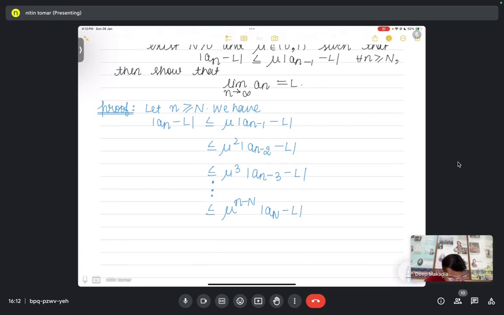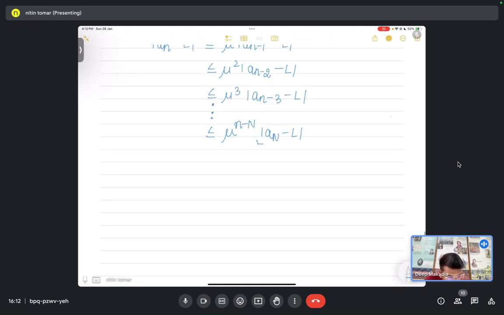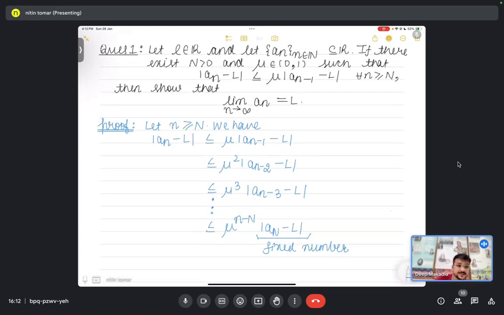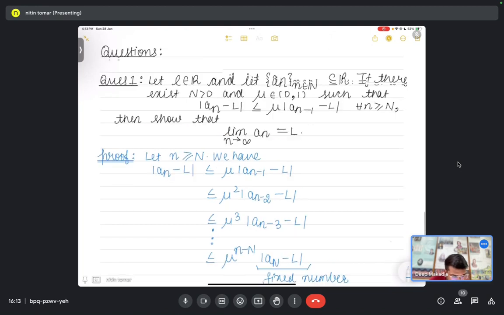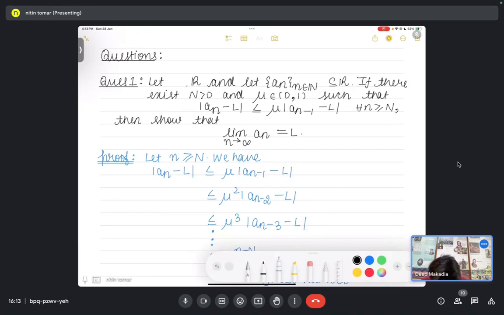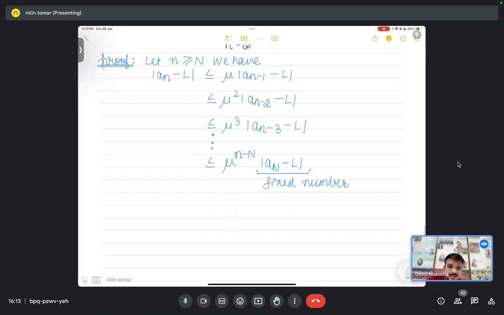Okay. Now, is this a fixed number? You see, capital N is fixed, so a_N is fixed. Yes or no? Sorry, and here this is not small l, this is capital L. I'm sorry for the confusion. Yeah. Now, what can you say about the right hand side? This holds for all n greater than or equal to N.